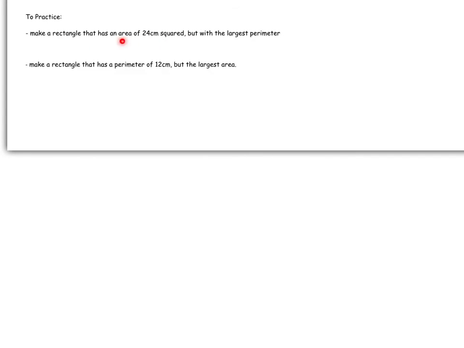Create a rectangle that has an area of 24 centimeters squared and a large perimeter. You are also going to create a rectangle that has a perimeter of 12 centimeters but a large area. All right, so let's take a look.